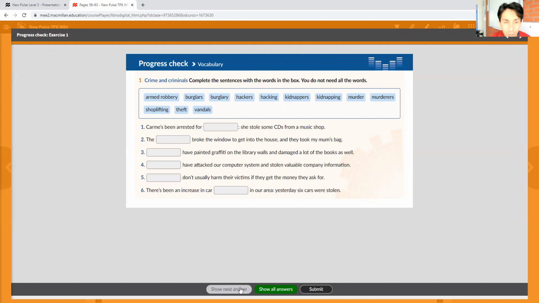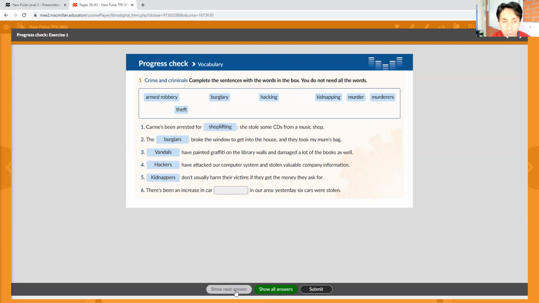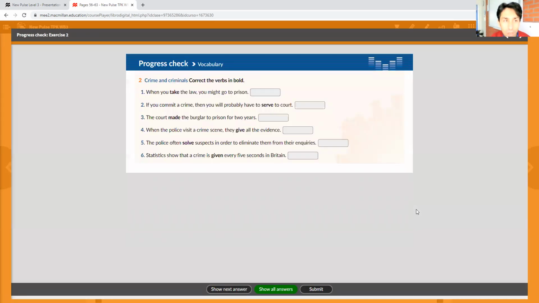Look at the first one. Shoplifting. Second one, burglars. Third one, vandals. Four, hackers. Five, kidnappers. And six, theft. The other exercise, progress check, exercise two, about vocabulary again.